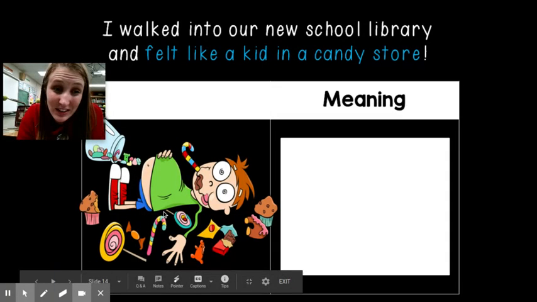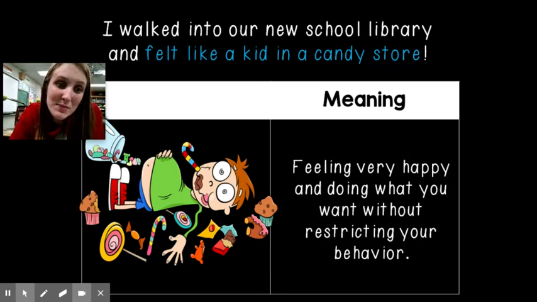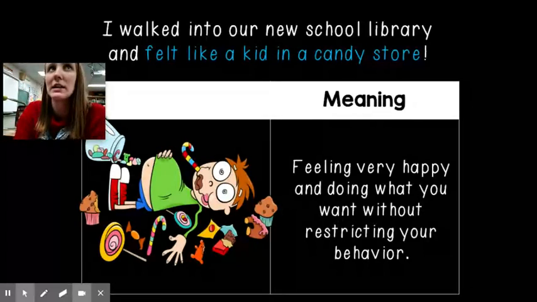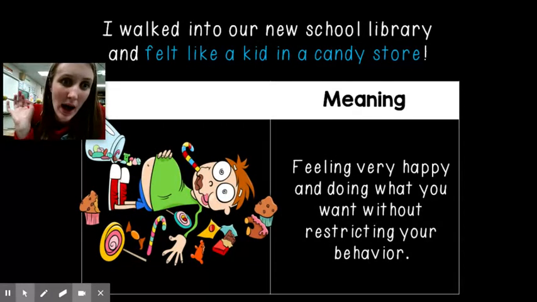If I took it literally, it would look like this. But a kid in a candy store, that just means that you're feeling really happy and you're doing what you want without restricting your behavior. So I feel like a kid in a candy store whenever I walk into a crafts store. If you're in my class, you know that I love crafts. And so I feel like I am in my element and I'm so happy. That would be like feeling like a kid in a candy store.